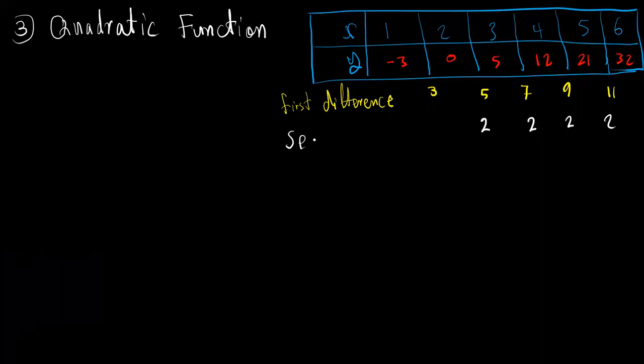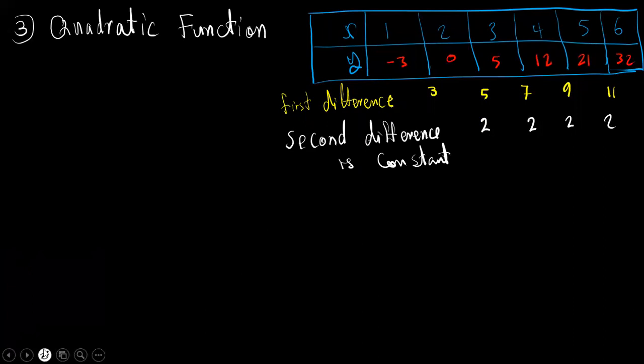So second difference is constant. Constant means a number other than 0. So if second difference is constant, the function will be a quadratic function. The function will be what? Quadratic function. So this is about how to recognize a table that is represented by a quadratic function.